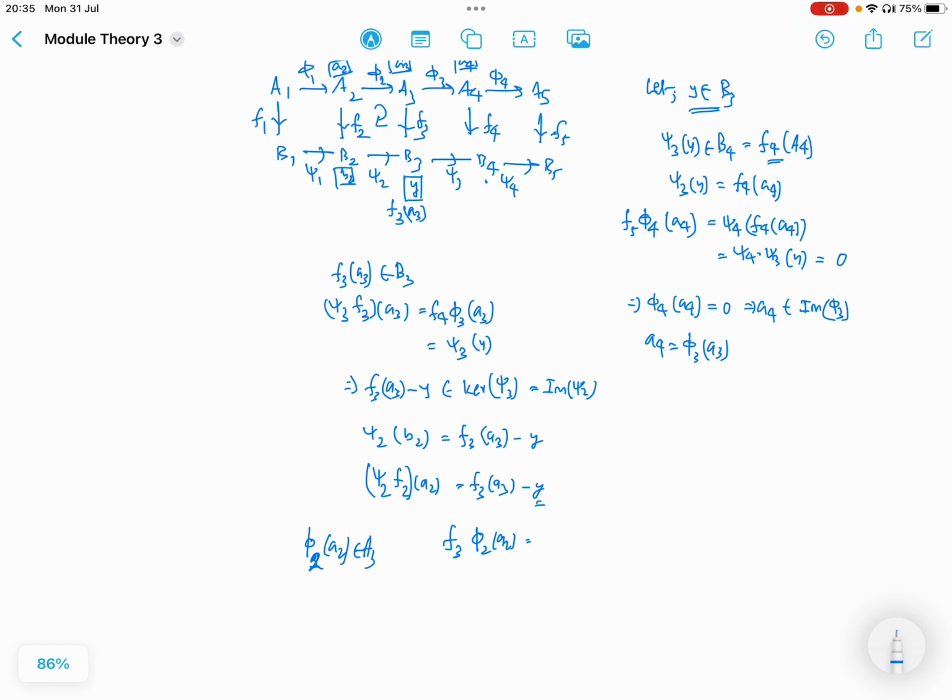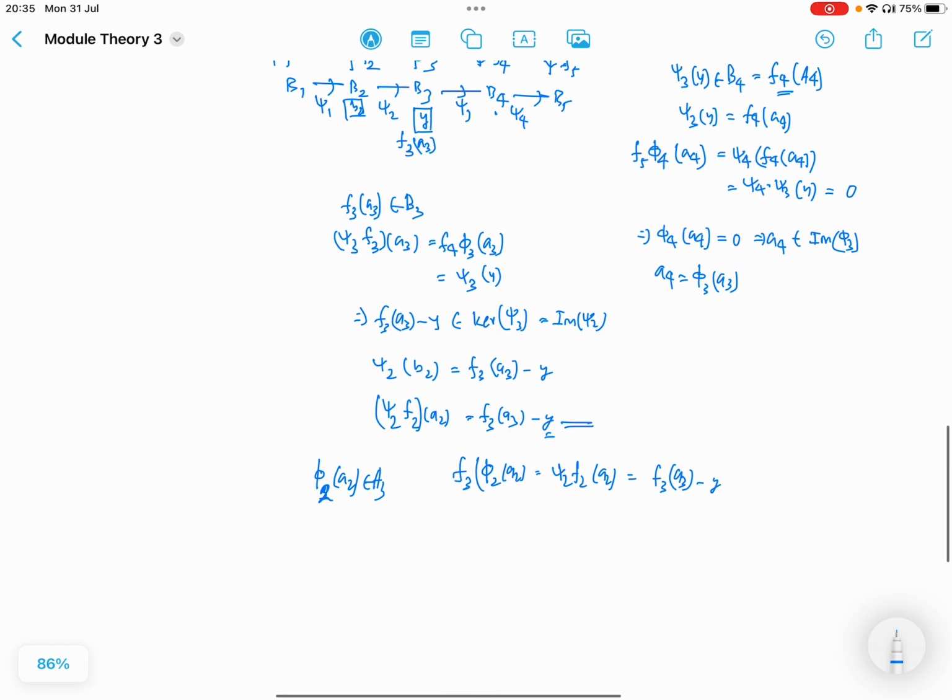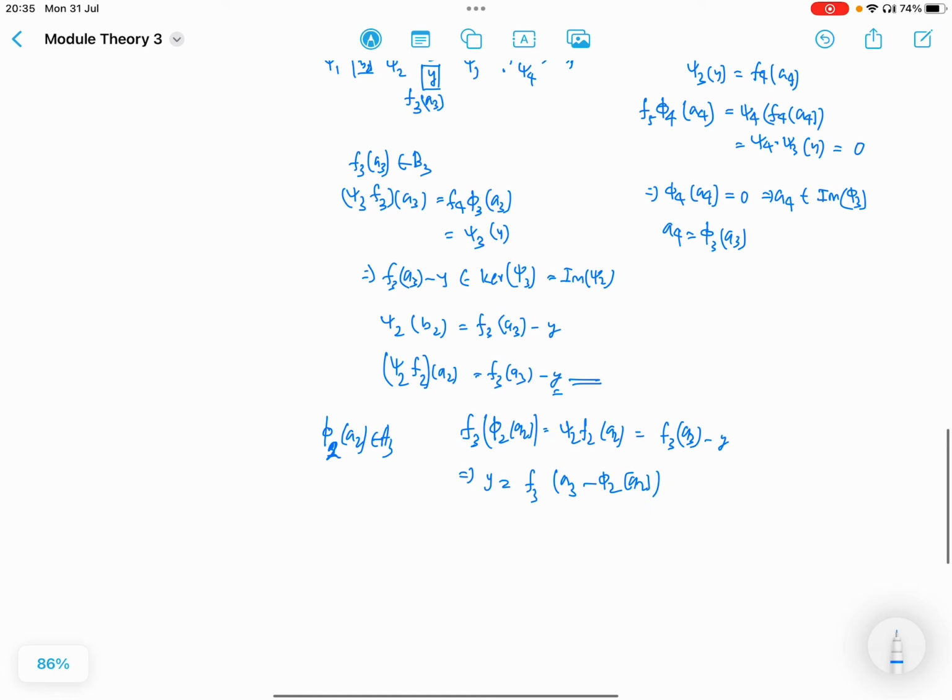So this square is commutative. So that is the same as psi 2 F2 of a2, right? Just this equation. And this will take you to F3 of a3 minus 1. And now we are done, right? Because we have got this pre-image. So y is, if you just take y from right to left and take this F3 phi 2 of a2 from left to right, you get what you need, right? So this is a pre-image.